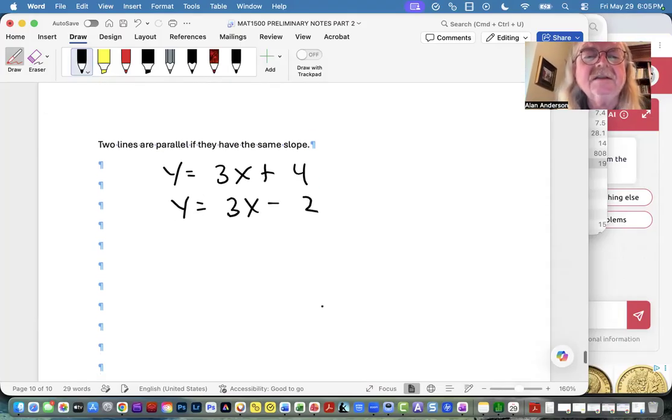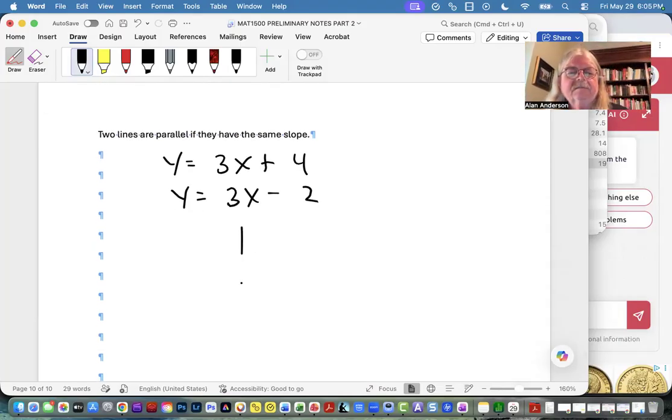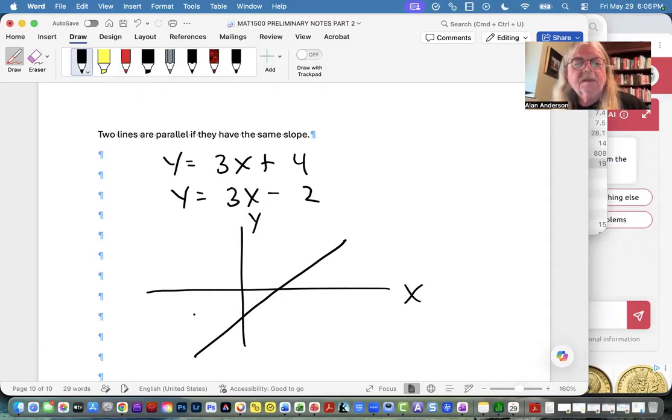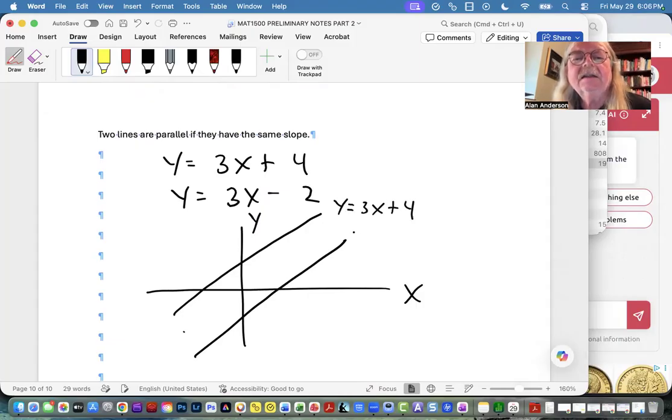If we were to plot these, you'd see, okay, that's not too terrible. Y equals 3x plus 4 and 3x minus 2. So you can see they'll never cross. Okay, they're parallel to each other.